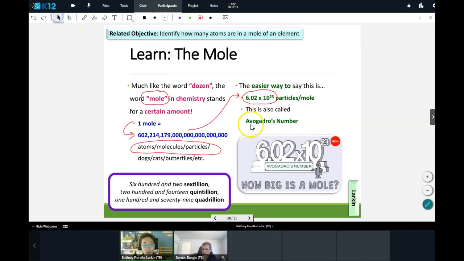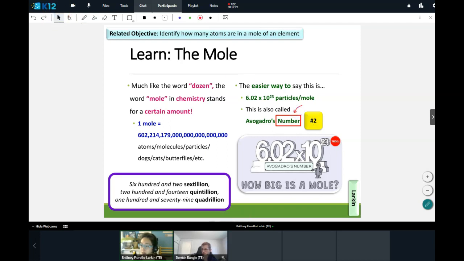This is also called Avogadro's number, so you'll hear this in many different forms. You'll either hear the number 6.02 times 10 to the 23rd, or you might hear it called Avogadro's number or called a mole. All of those things are kind of synonymous with each other. This is number 2. Go ahead and fill in the blank with the word number. Again, this can also be called Avogadro's number. 20 seconds, raise your hands for number 2.